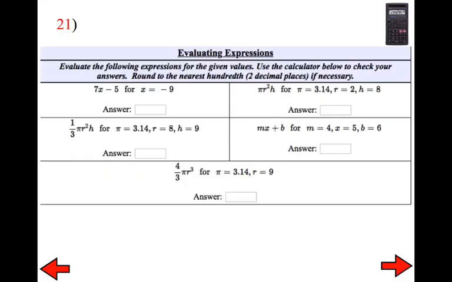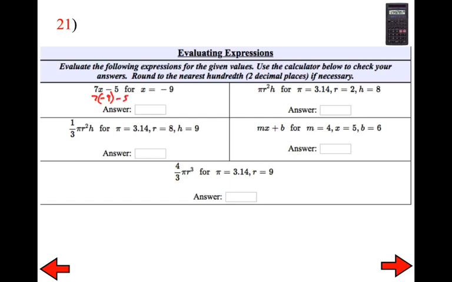So the reason why we reviewed that is because we do a lot of evaluating expressions in the 8th grade, but in terms of formulas for geometry. So we're going to start in the upper left-hand corner there. We're asked to evaluate 7x minus 5 if x equals negative 9. So all that means is we're going to replace x with negative 9 and then simplify.